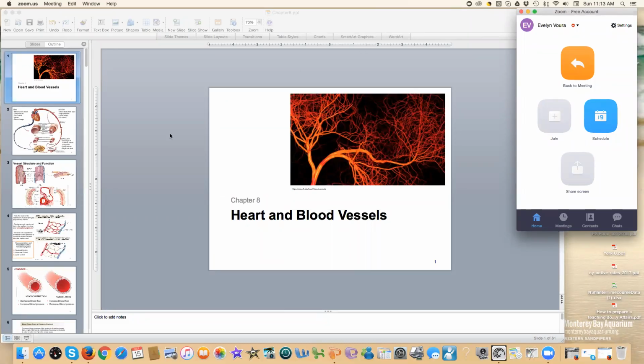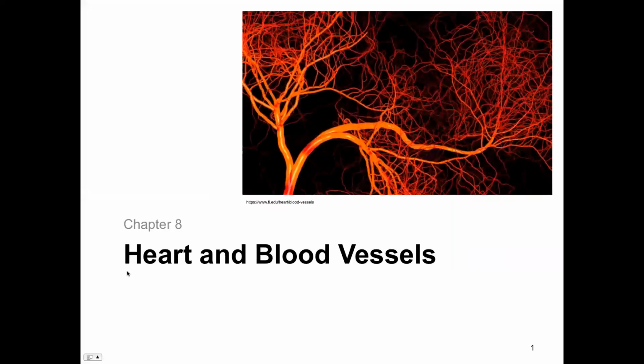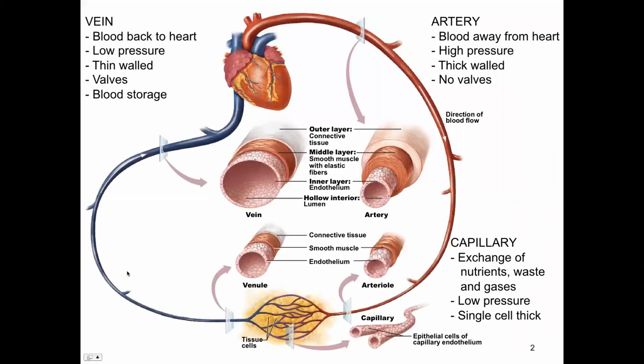So let's go over chapter 8. Okay, so we began just by giving an outline of the vessels that we're dealing with. And the important thing to remember is that these vessels are not the same throughout the circulatory system, all right?